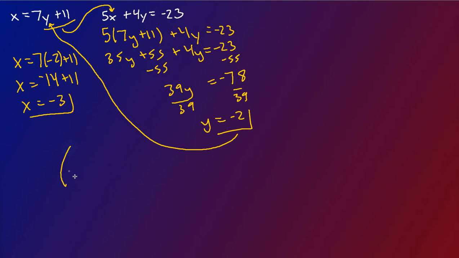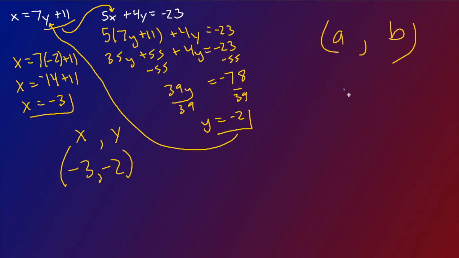Alright, so what's my answer? Negative 3, negative 2. Always put x first, comma y. Now it's possible you might be solving for, say, a and b, in which case it's a, then b, or d and c, in which case c, then d, because alphabetical order. So alphabetical order is how you list your answers. Alright, here's another example.